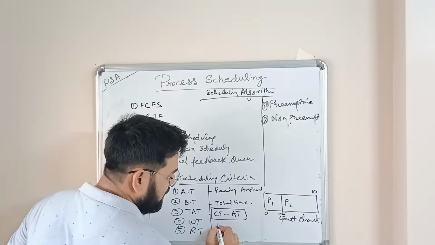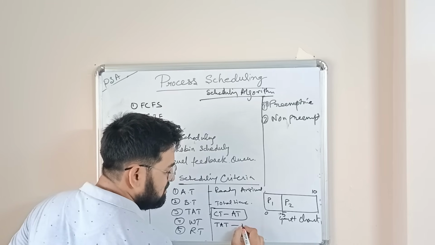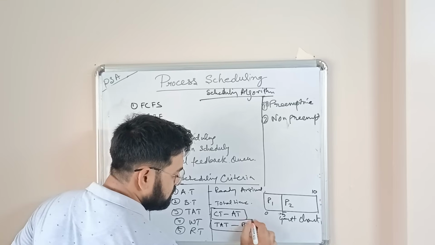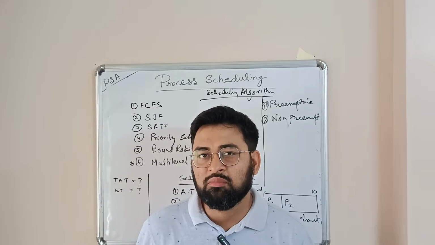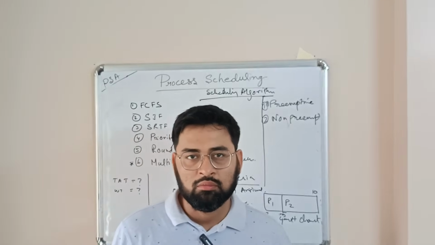Waiting time: the formula will be turnaround time minus burst time. You got the turnaround time, and you subtract the burst time. This is the formula for waiting time. Response time is how quick a response is given by the processor. So this is all about the process scheduling concept.